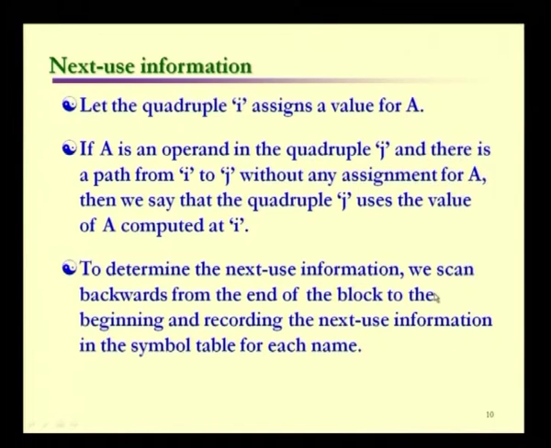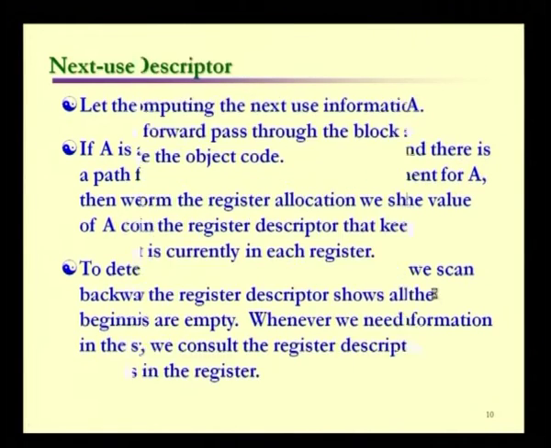So, you just record the information in the symbol table, and during code generation we will know whether a variable has a next use or not, and if it has a next use, how far it is. All of this can be obtained, and you can decide whether it can be kept in the register for long, or it is not required to keep it in the register and the register can be reused or not. So, everything can be decided by looking at the next use information.